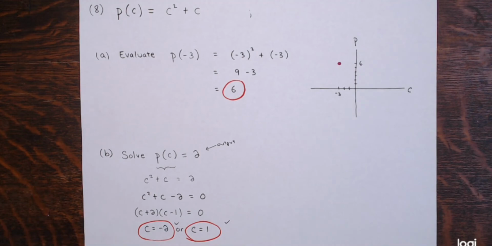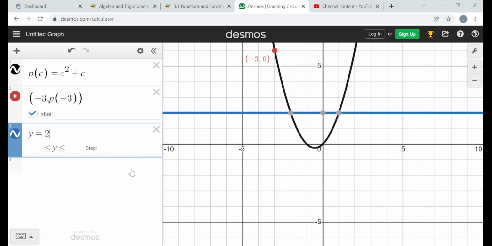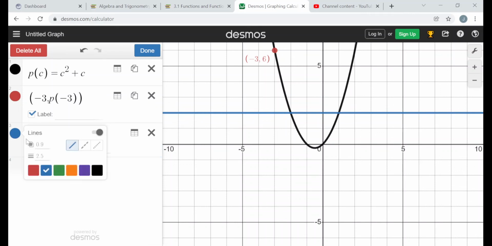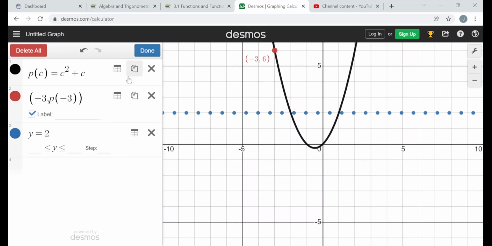And back on the graph, if I put in the horizontal line y equals 2, I'll make this like a dotted line, because I'm trying to figure out where the output is 2. Where is the output 2? Actually, I should probably make it solid, because then they'll point out where they intersect. Let me do that. Make it solid again.